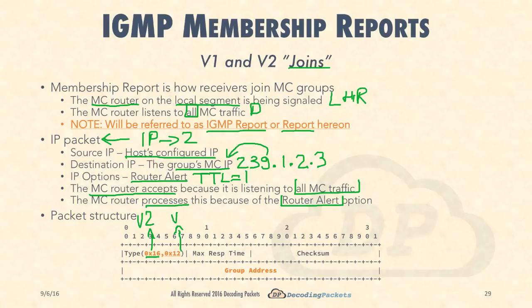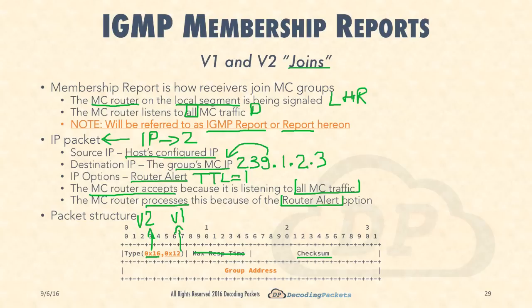So you may see the type as 0x12 also, and that essentially just signifies that it is a version 1 join. The maximum response time here is not actually used. This is an unpopulated field. We'll actually see it being used for other purposes later on, specifically with the queries, but for right now, there's nothing there. The checksum is the checksum. Basically, it verifies the packet.